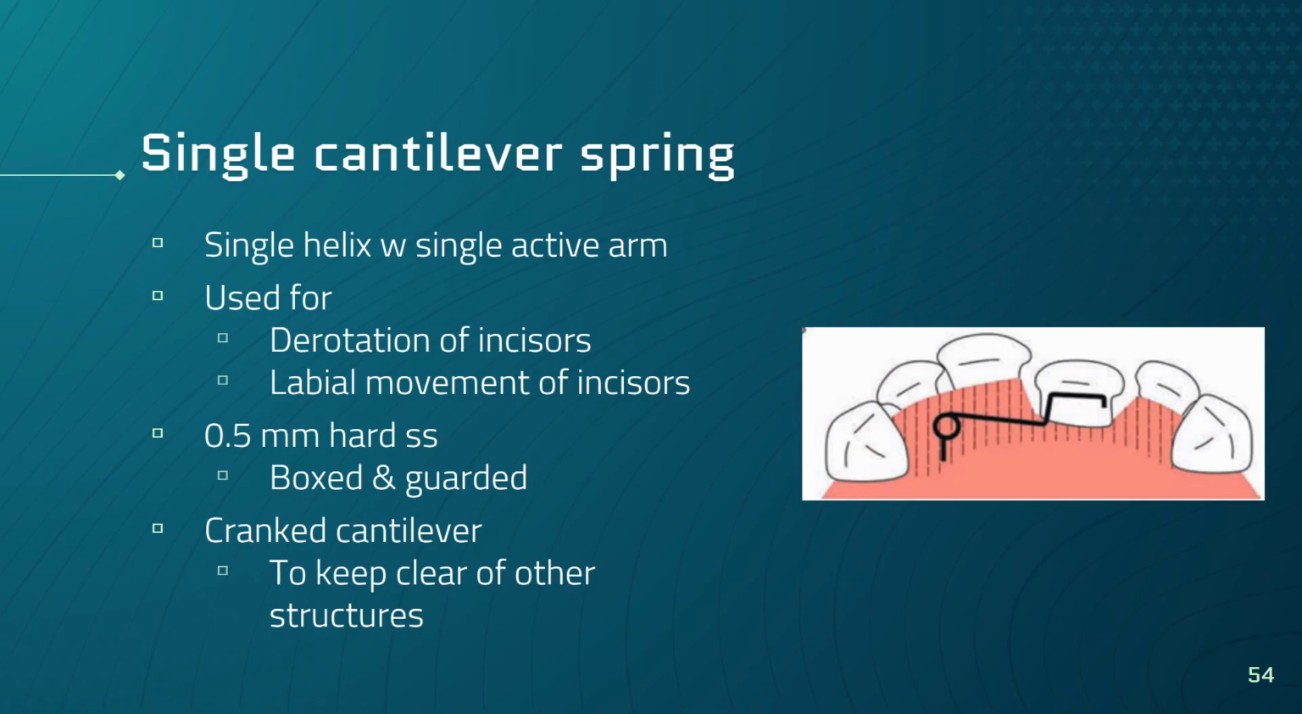Now, the next one, let's have a look, is the single cantilever spring. Now, this spring has a single helix with a single active arm. It is used for derotation of incisors and the labial movements of incisors. Made from 0.5 millimeter hard stainless steel wire, should be boxed and guarded. Now, sometimes you have to crank the arm, as is shown here, so that it keeps clear of other structures.